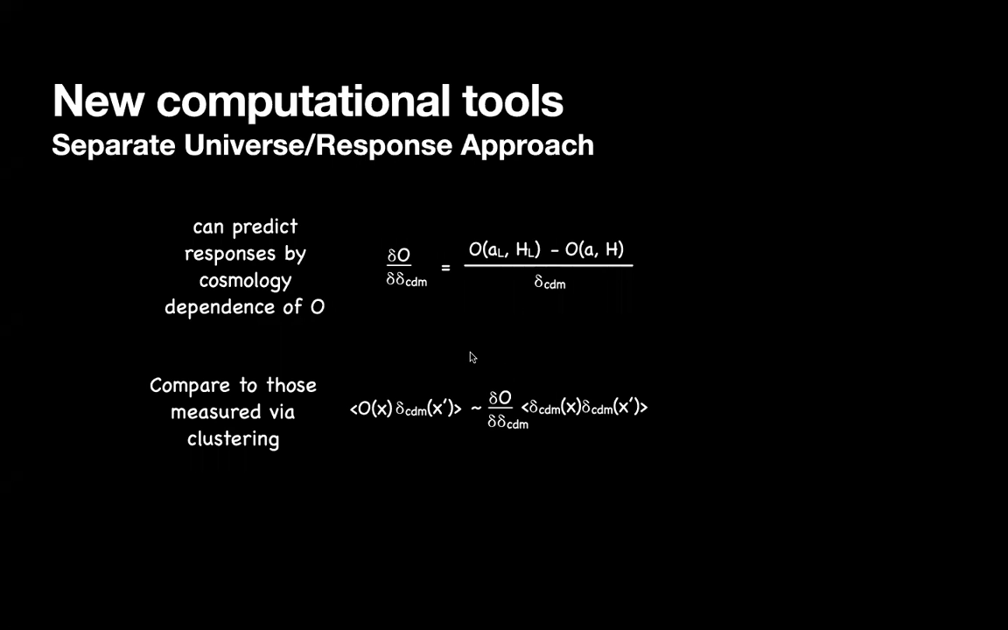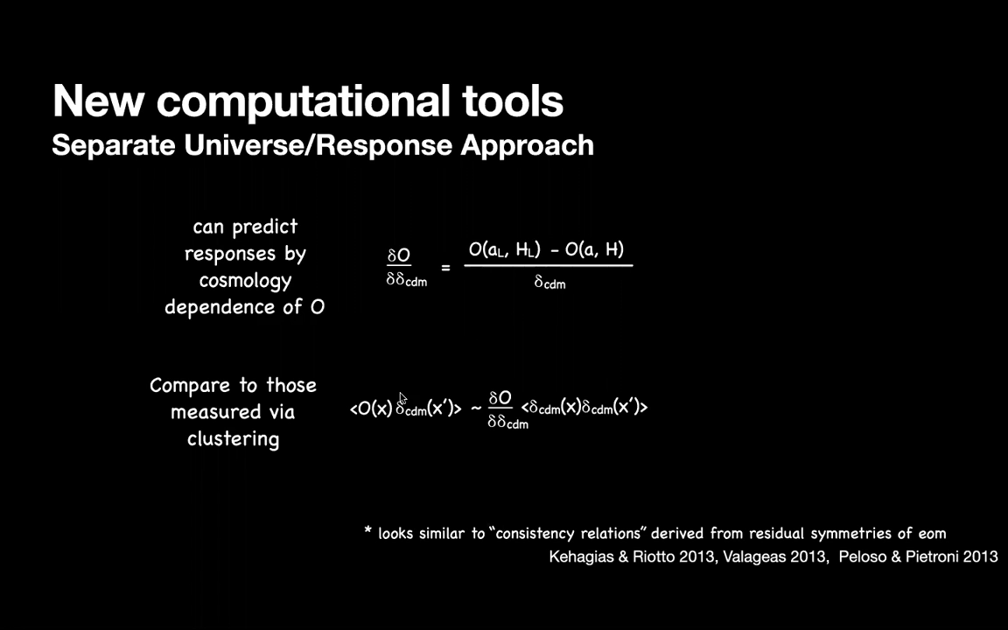So comparing these two should agree and verify that this approach is doing the right thing. These types of relationships look similar to the large-scale structure consistency relations, which are derived from residual symmetries of the equation of motion. And this separate universe approach is sort of similar to that.